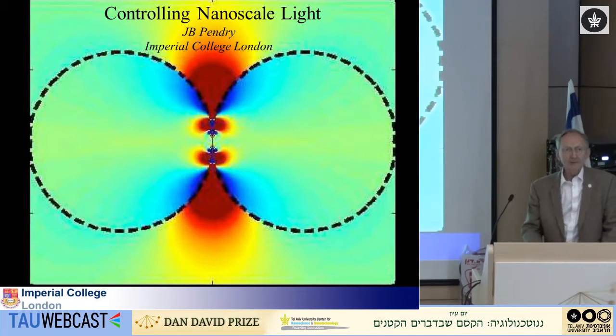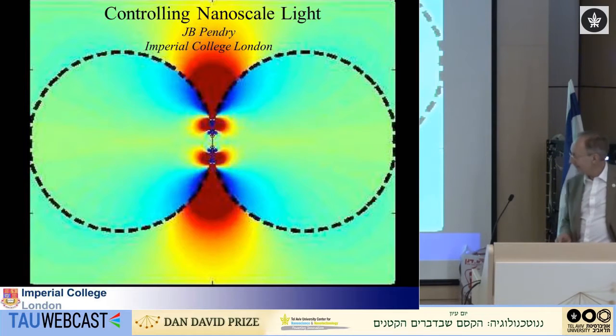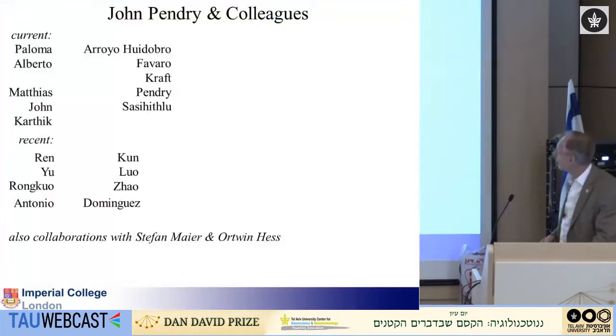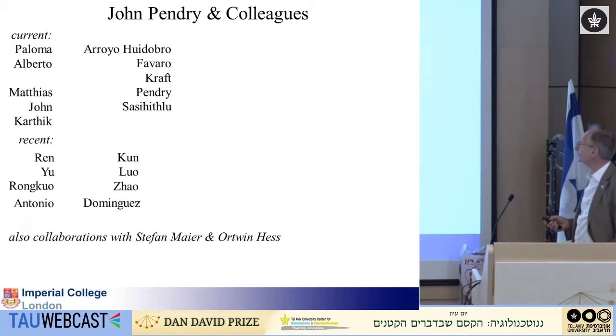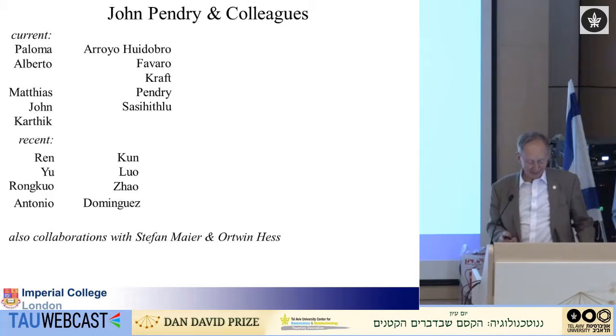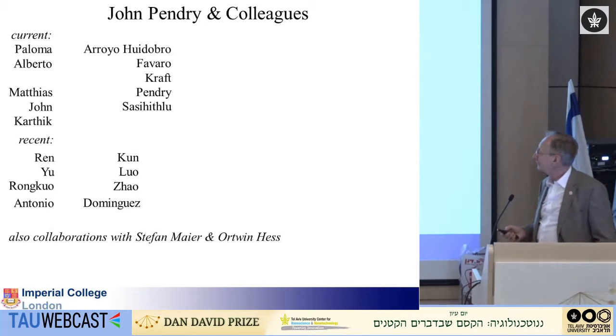Right, I want to talk about how we control nanoscale light. But first, I should mention some people who are involved with that. Paloma is actually here today. She's a postdoc in our group, and she's one of the scholarship awards, and I'm going to mention some of her work. Oh, I should stay near the microphone. Yes, thank you very much. Yes, so Paloma I mentioned, and all these people have been involved with the work I'm going to talk about today.